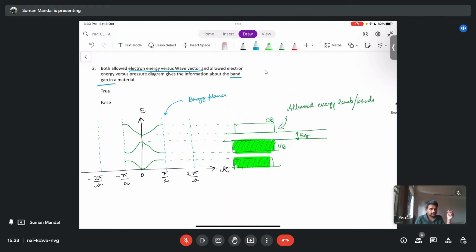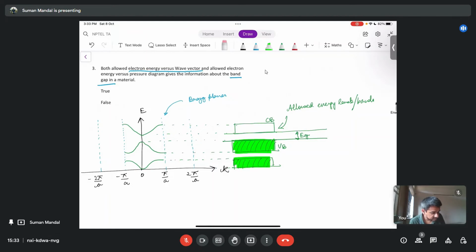You can also go through a more thorough derivation about this. It's called the Kronig-Penney model. In the Kronig-Penney model, you can find out how the width of the bands and the distance between the bands varies in a material. This is a thorough calculation for that. So using the energy versus wave vector, you can find out the band gap. This is the first thing.